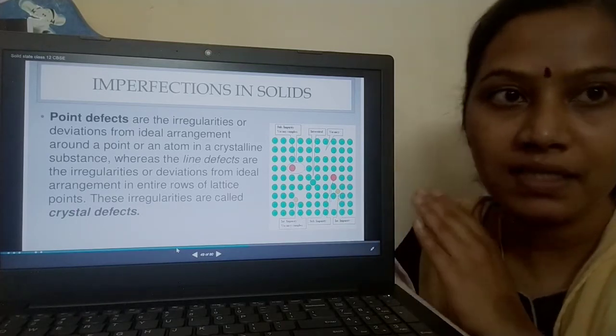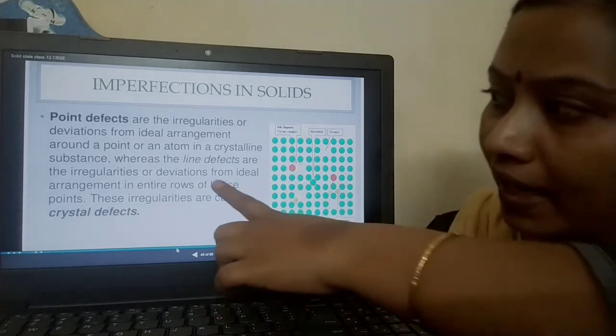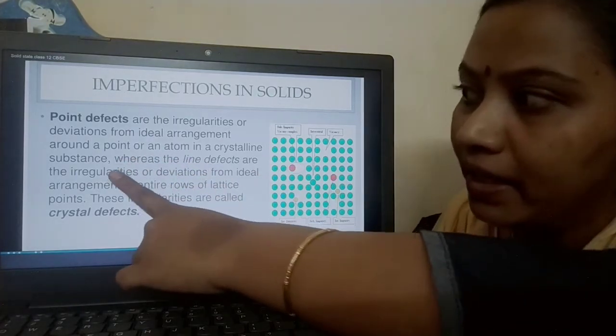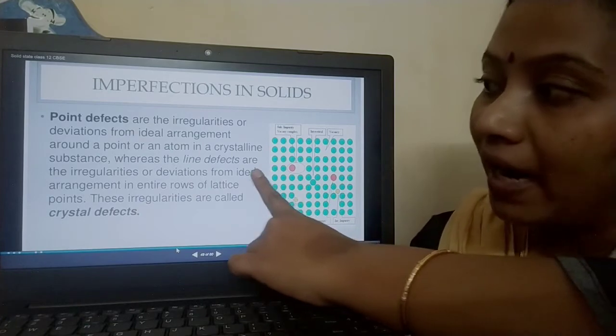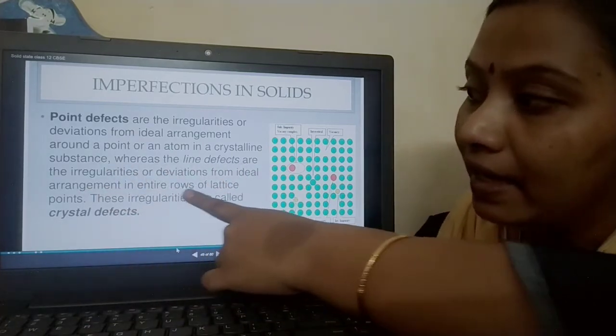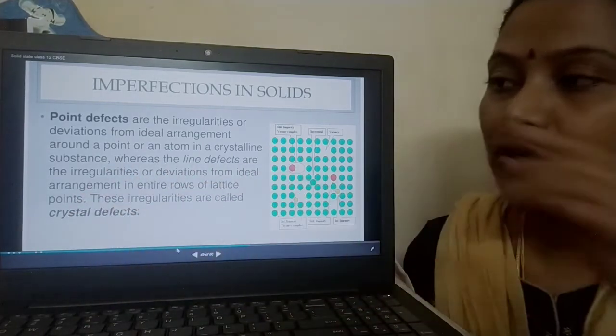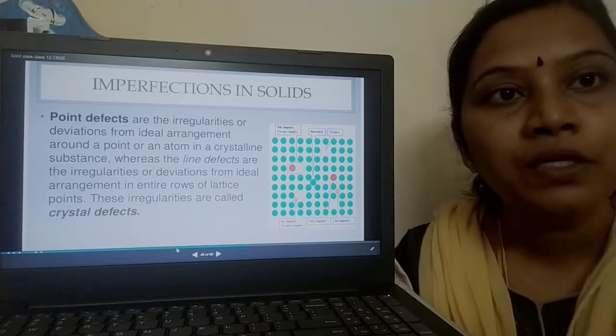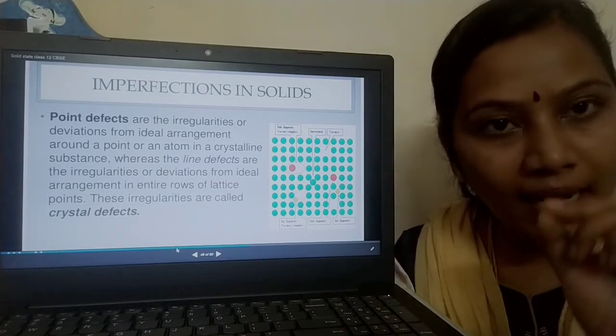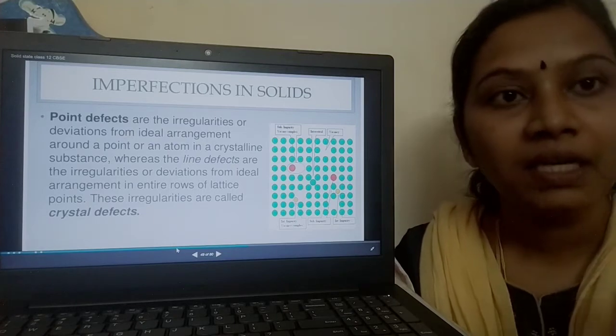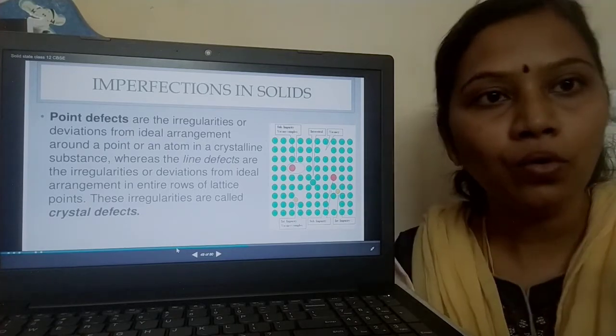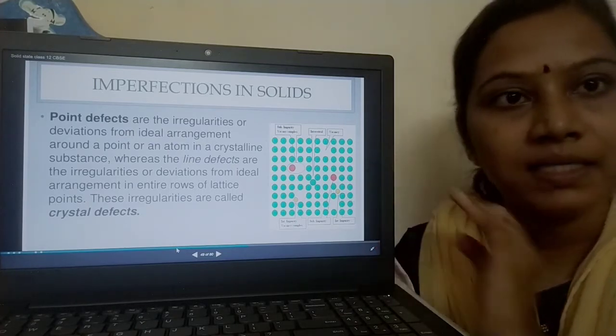This happens in crystalline solids. Now what are line defects? They are irregularities or deviations from the ideal arrangement in an entire row of lattice points, and are called crystal defects. So when it is around a particular atom, it is a point defect. When it is around the entire row of the crystal, it is called a line defect.